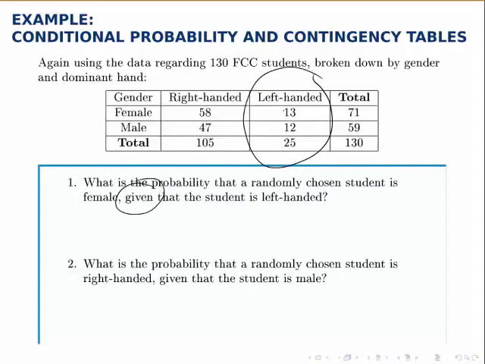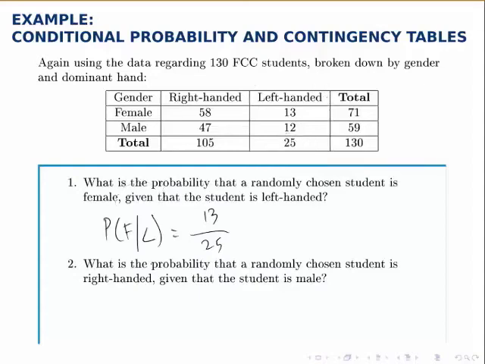So the probability that the student is female, given that the student is left-handed, tells us that we're working with a pool of 25 students, all the left-handed students, and we're asking what proportion of those are female. Well, there are 13 students that are female and left-handed. There are 25 left-handed students. So the probability that the randomly chosen student is female, given that the student is left-handed, is 13 out of 25.